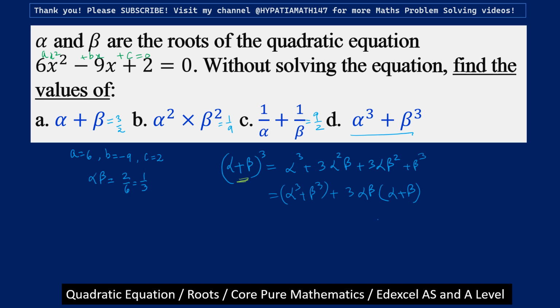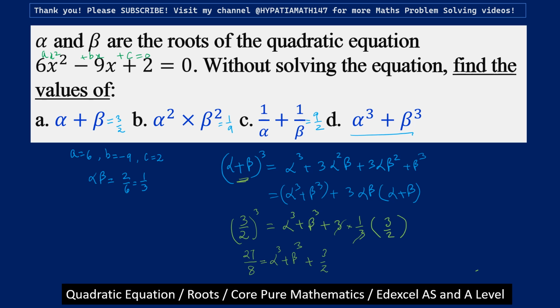So what happens is, you see, we can write alpha plus beta is 3 out of 2. So 3 out of 2 cube equals alpha cube plus beta cube plus 3 times alpha beta, which is 1 out of 3, and multiplied by alpha plus beta, which is 3 out of 2. So we get 27 out of 8 equals alpha cube plus beta cube plus 3 out of 2.